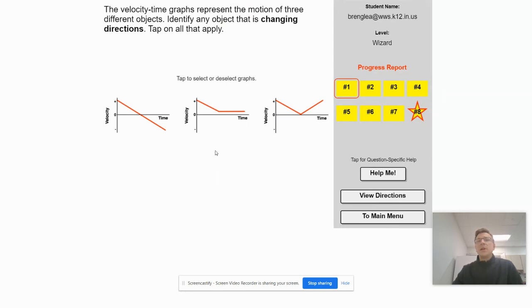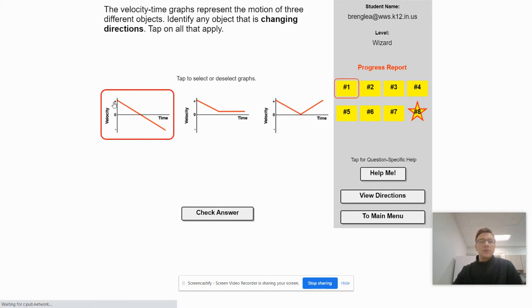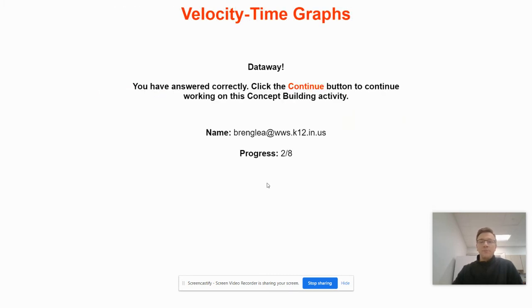This one says identify an object that's changing directions. We've already gone through one like this. We're looking for the one that goes from the positive side to the negative side of the graph to indicate a change of direction. We are ignoring the one on the far right side over here because we are not going to look at the shape of the line and have that common misconception that one is changing direction. We're going to think about this in terms of positive sign means positive direction, negative sign means negative direction, so it has to be on both sides of that graph.